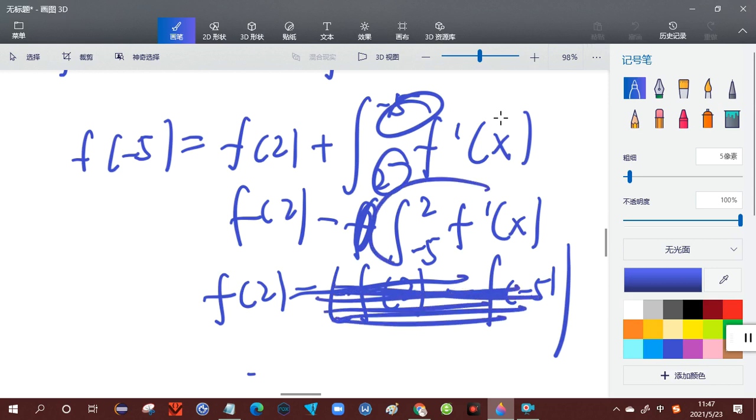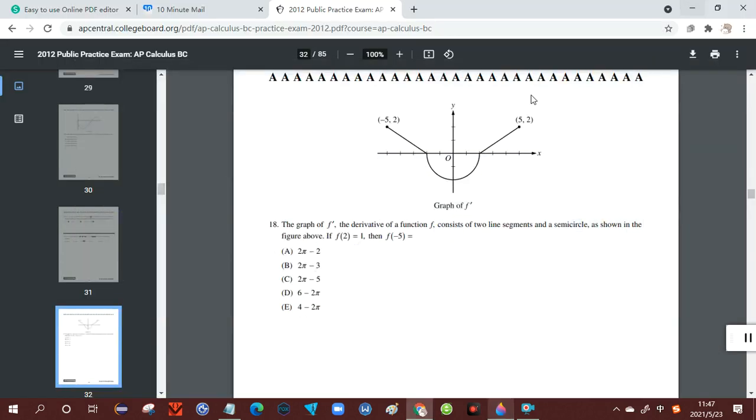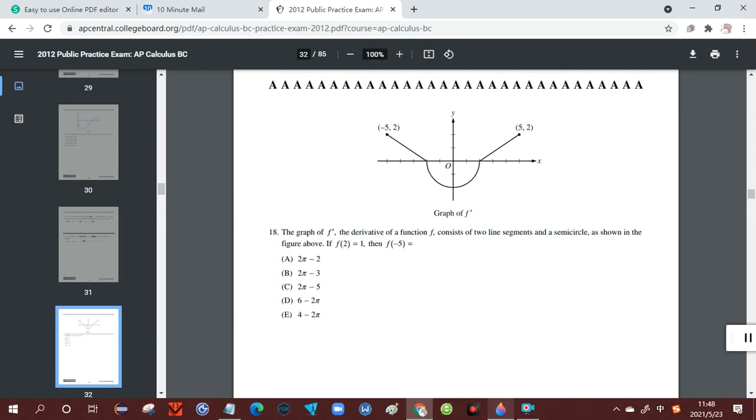We need to first calculate this, and by calculating this, we need to find the area between -5 and 2, right? So the area for this semicircle is equal to 2 squared times 4 pi... so it's equal to 2 pi here. And then this is equal to 3 times 2. This is equal to 3. So 2 pi minus 3. Sorry, this is 3 minus 2 pi here. The area here is 3 minus 2 pi.